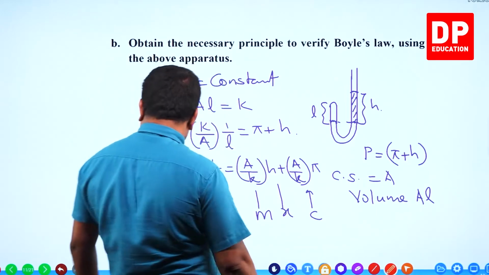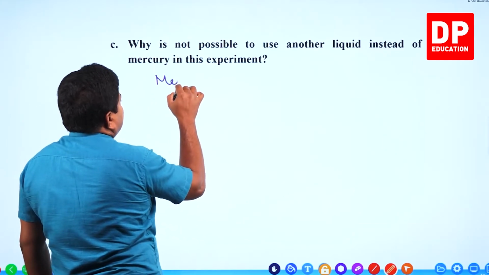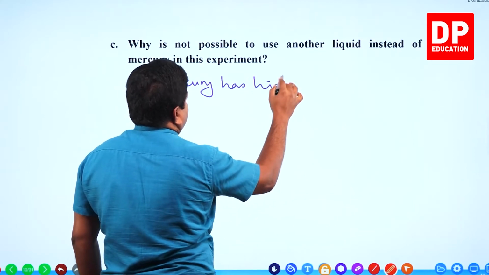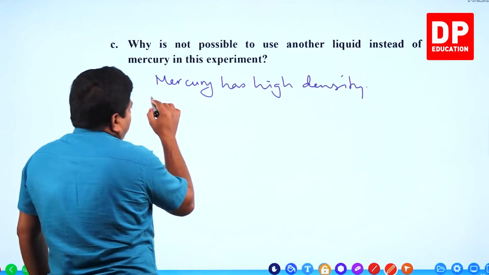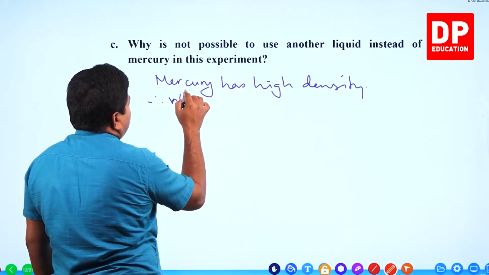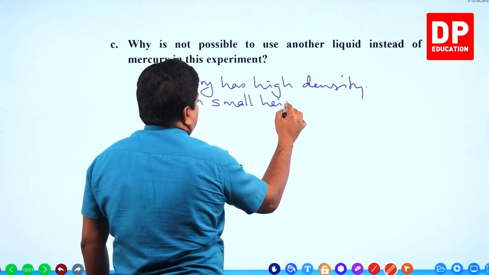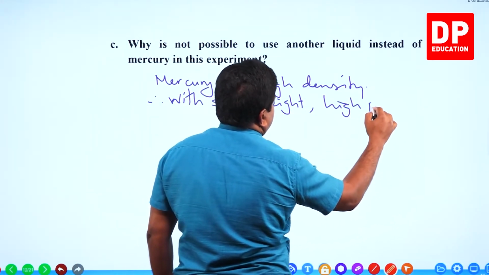Let's write it. Mercury has high density. Therefore, with small height, high pressure can be given.